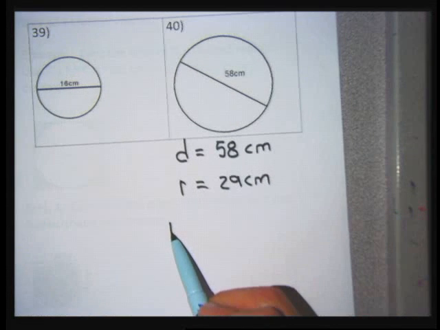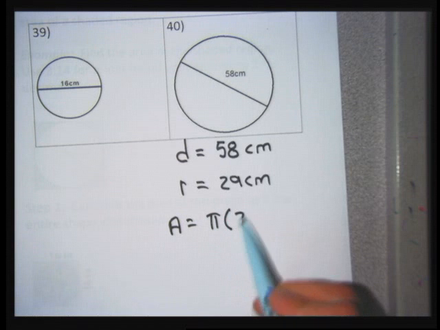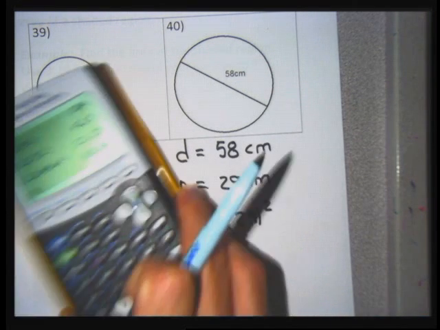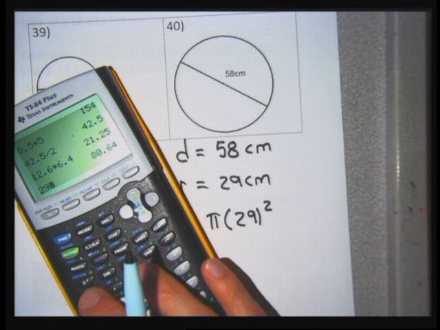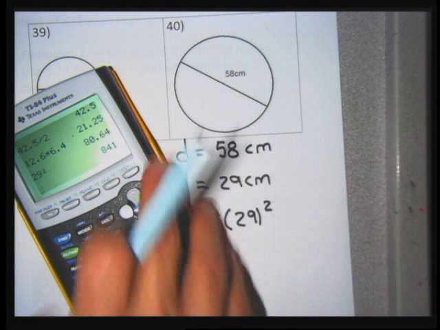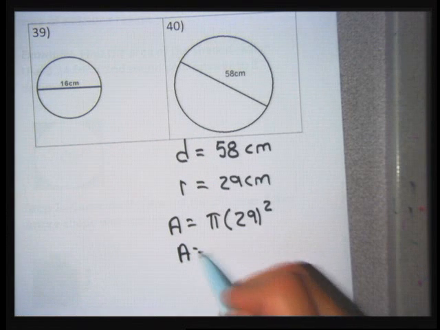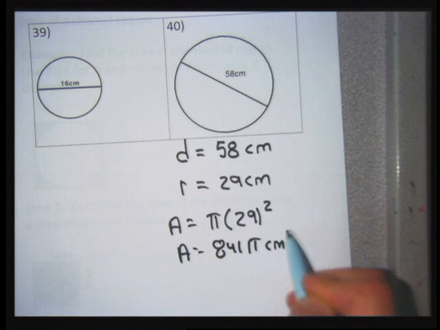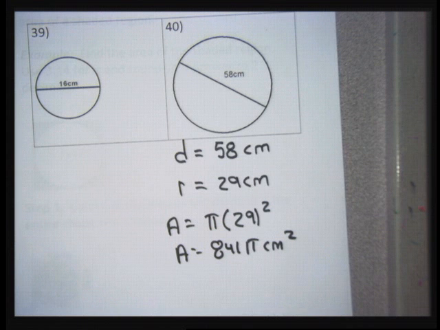So my area is going to be pi r squared. So it's going to be pi times 29 squared. And I'll put the units in at the end. For 29 squared, I'll type the 29 and hit the x squared key, which is a little bit under the math key. And that gives me 841 pi. And then I'll put square centimeters. So that's the end of the easy area problems.